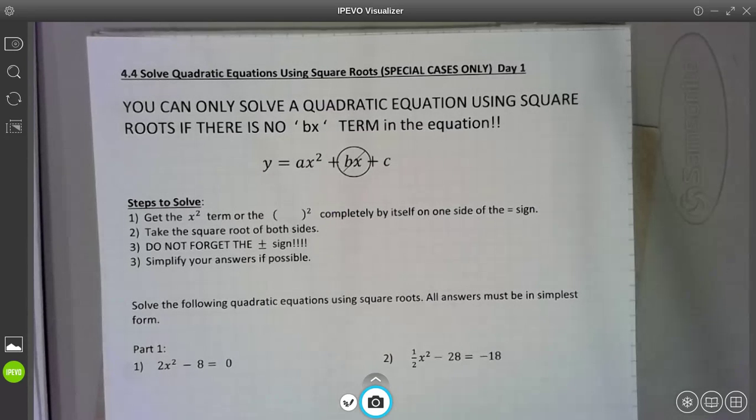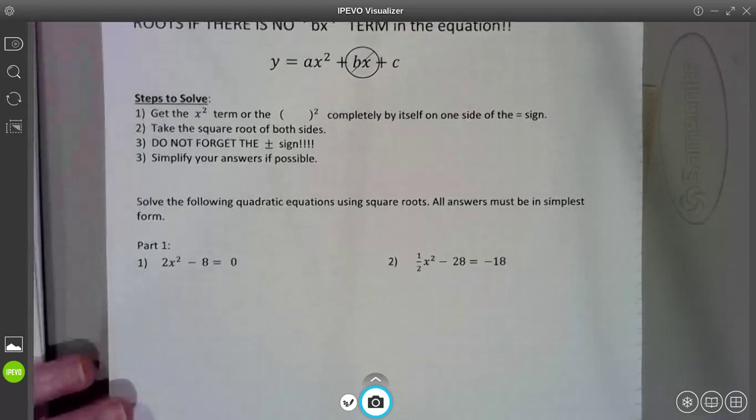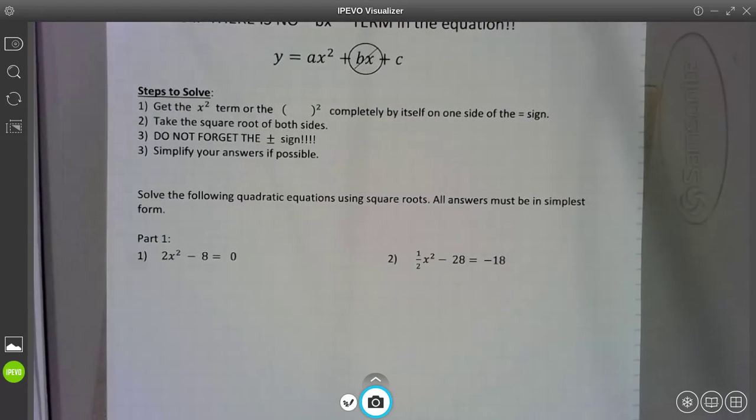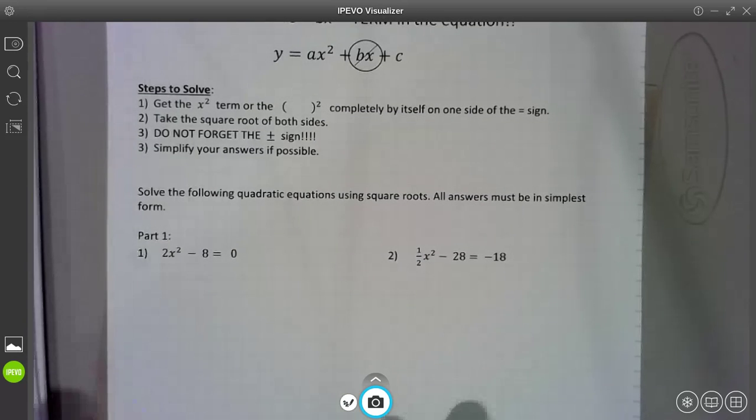All right, let's give this a whirl, guys. Let's try to solve quadratic equations using square roots. I've broken it up into 3 parts. There's like 3 different types of questions that you're going to see on your homework. So I just broke them up so you can see when each kind of equation changes. All right, so here's part 1, probably the easiest kind.